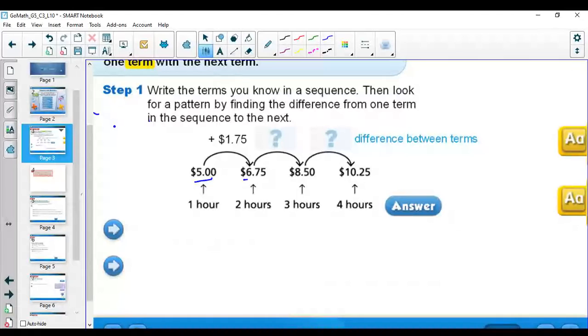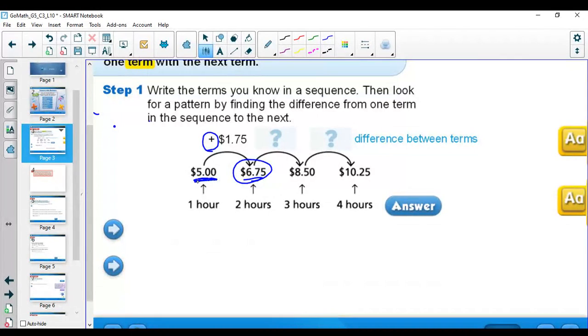So $5 compared to $6.75. Hopefully we recognize that $6.75 is greater. So we're going to be adding as we work through this sequence. Now sometimes sequences will grow with multiplication or shrink with division, but when it comes to working with decimals, so far all we've learned is addition and subtraction. So these are all going to be about addition or subtraction.